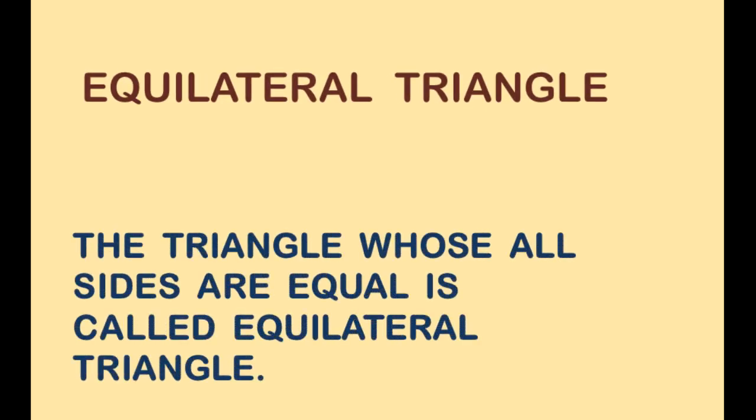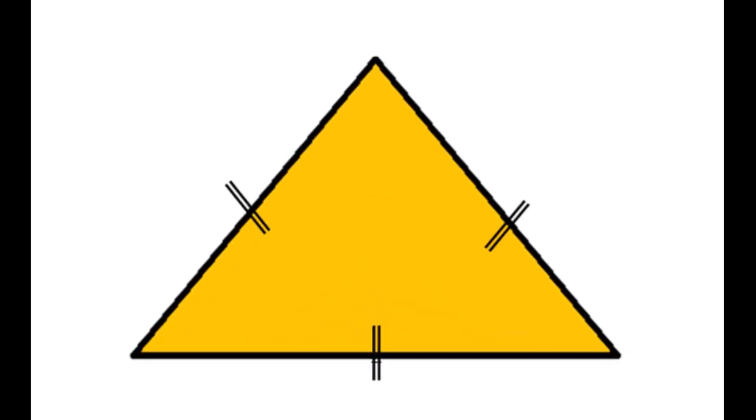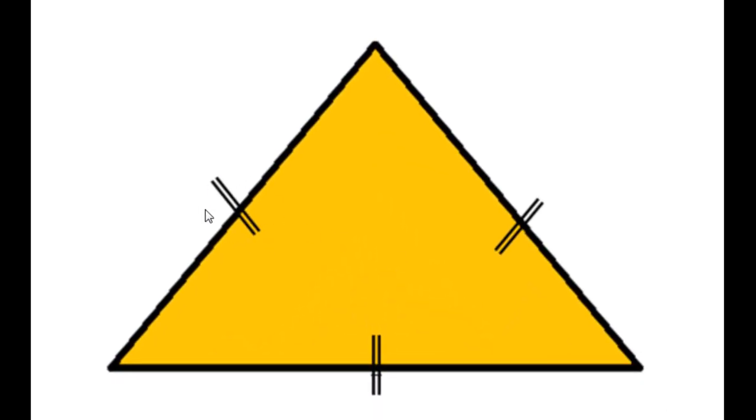So firstly, equilateral triangle. The triangle whose all sides are equal is called equilateral triangle. So if a triangle has all three equal sides, means if we take the measurement and the length of each side is same, all sides are same, then such a triangle is called equilateral triangle. So here is a figure. You can see there are two lines we have mentioned, which shows that all three sides, this side is equal to this side equal to this. So all three sides are equal in length.